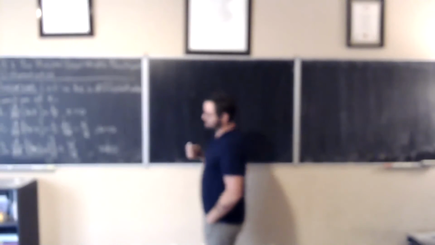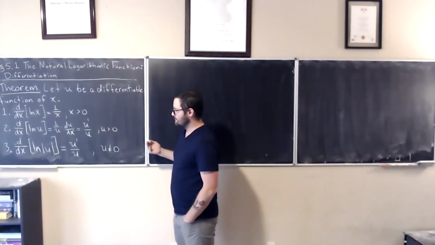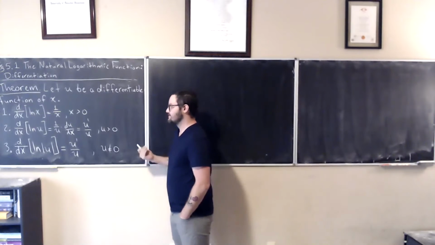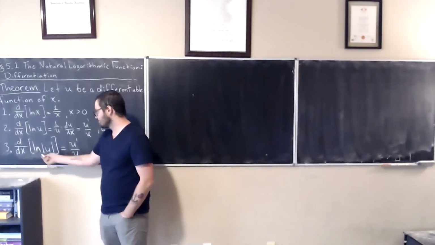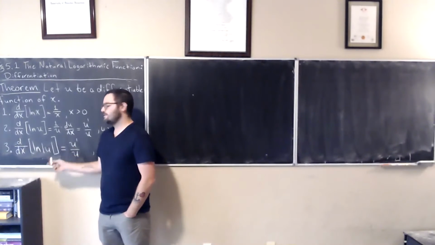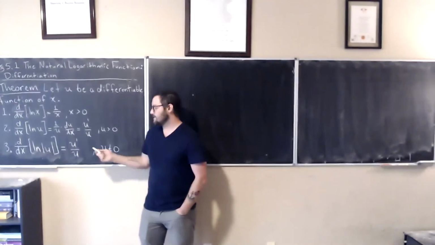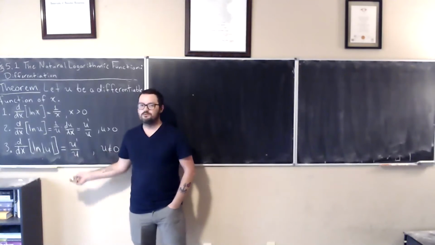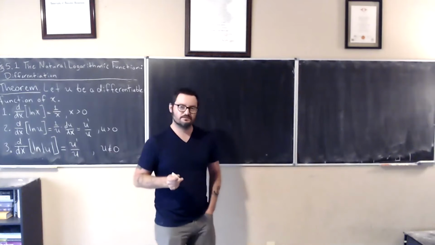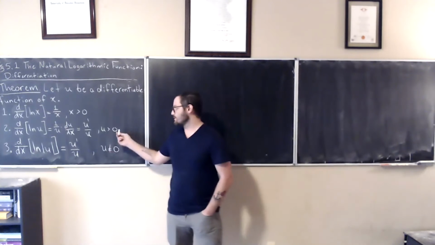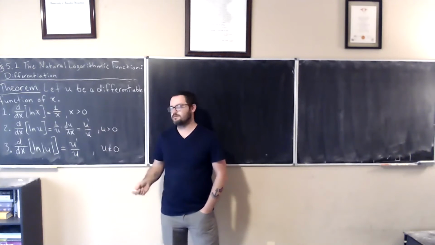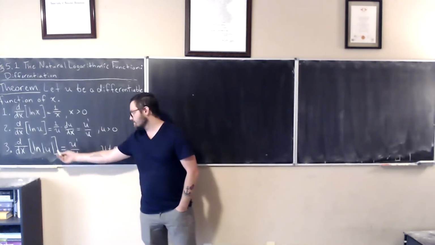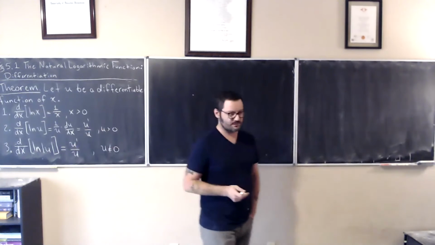And a special and useful observation, I suppose, is that if you have the natural log of the absolute value of u, and you take the derivative of that with respect to x as well, then you also get u prime over u, provided u is non-zero. Okay. So if u is greater than 0, you don't have to worry about the absolute value, but you can include the absolute value provided u is never 0.